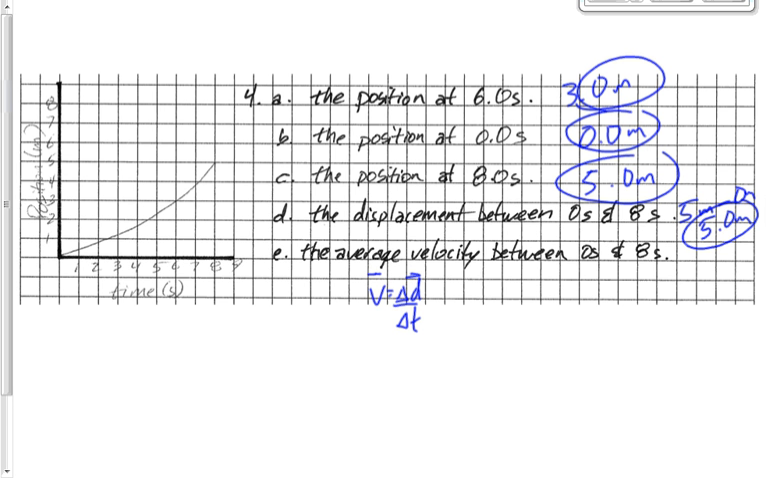What's the displacement between 0 and 8 seconds? We just found that, didn't we? It's 5 meters. What's the time between 0 and 8 seconds? Good. Thank you, Jazzy. 8 seconds. 5 divided by 8 is going to give me 0.63 meters per second. We didn't have a straight line, yet we could still find the average velocity because we have an equation that describes average velocity, right? Make sense?